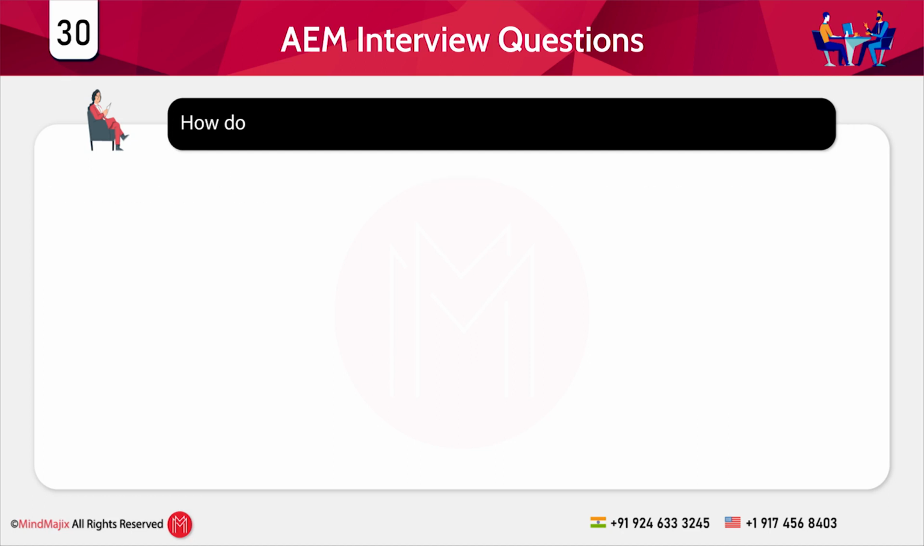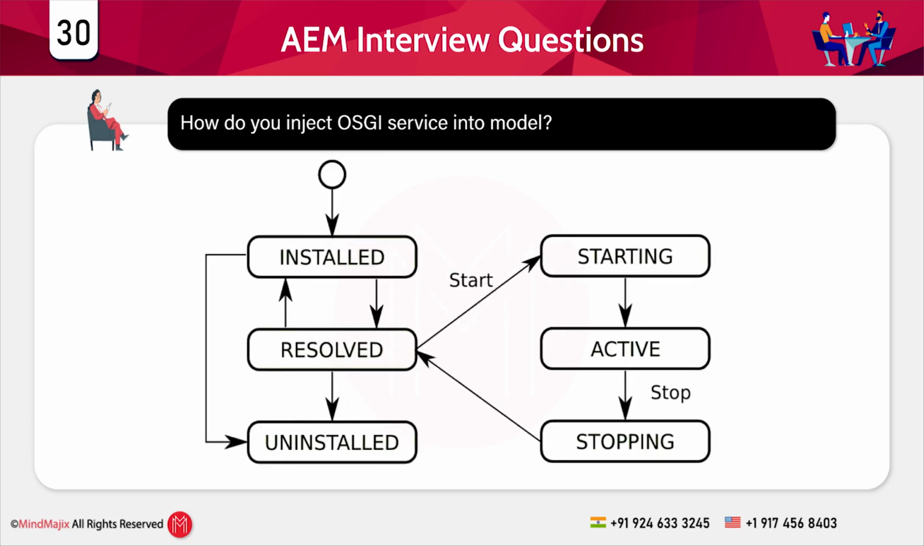And then, how do you inject an OSGI service into a model? Using the @OSGiService annotation we have in Sling models. So using that annotation, you can inject any service into your model.